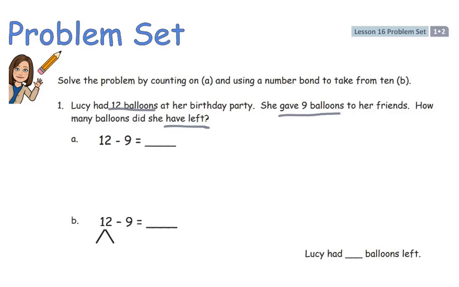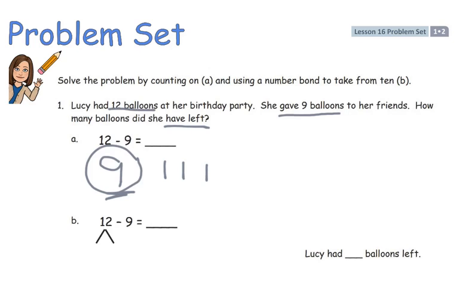So for counting on, we're going to start at 9, and we're going to see how many more we need to get to 12. So to show this, we're going to write the number 9, and we're going to circle it. That's where we're going to start. Then we're going to draw more while we're counting until we get to 12. So we're going to say 9, 10, 11, 12.